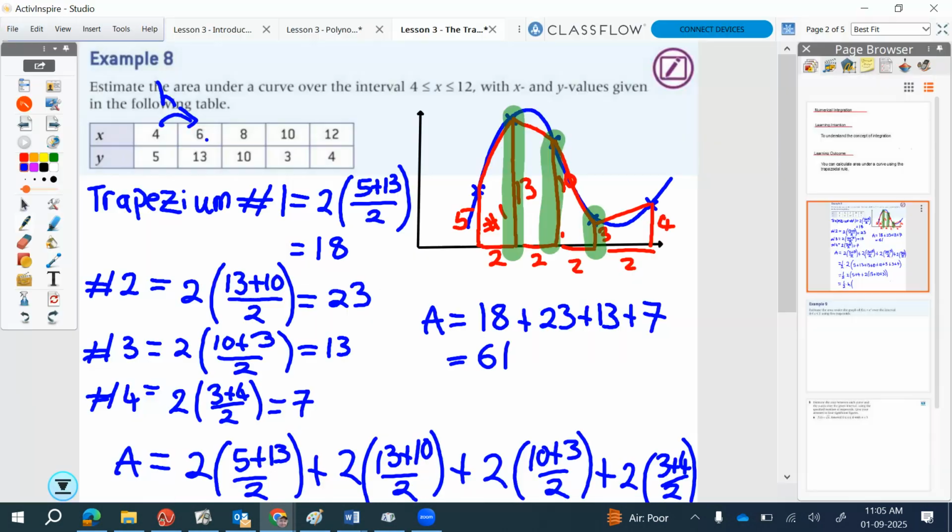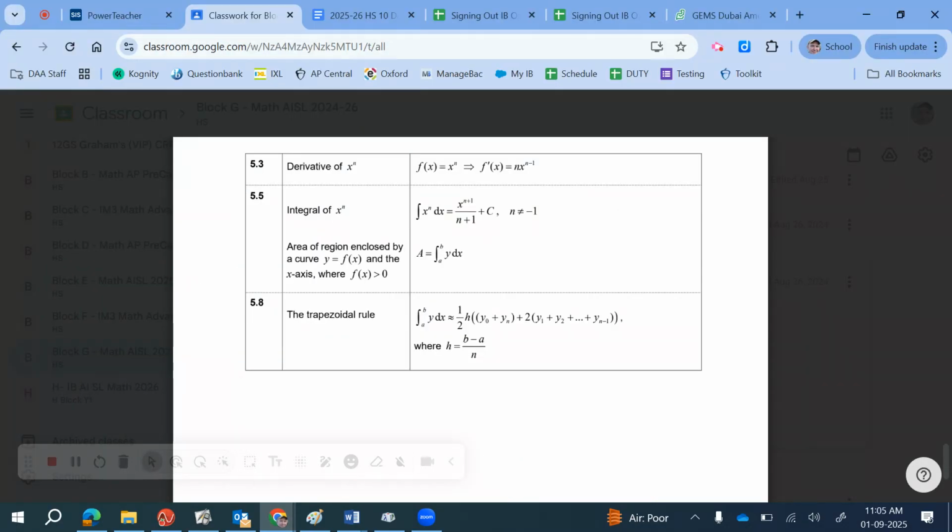So on the question that we've got, our upper limit of integration is here. Our lower limit of integration is there. It tells us in the formula, when we're doing the numerical integral, b and a. So we want b minus a, okay?